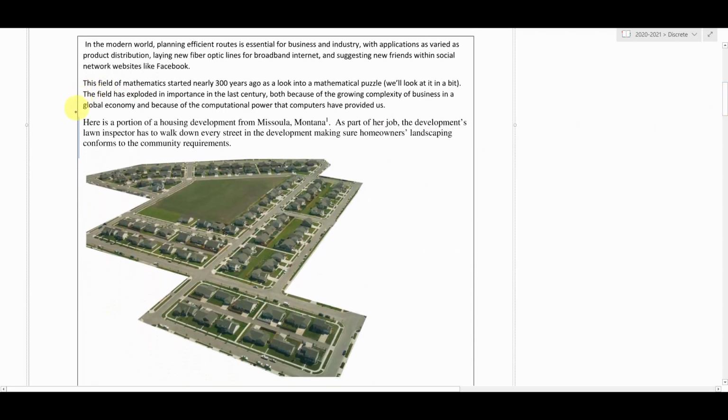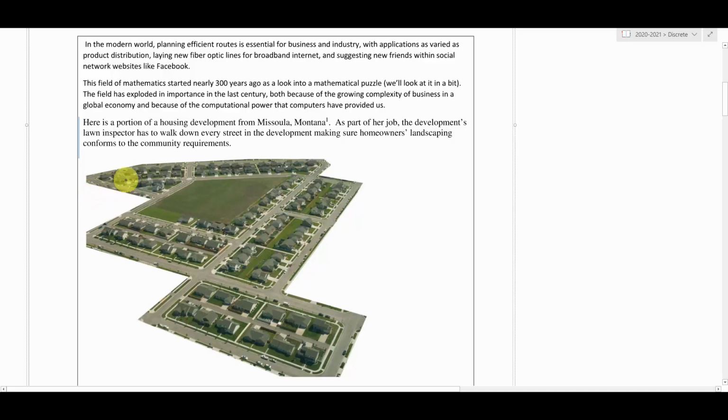So in the modern world, planning efficient routes is essential for businesses and industries. Think industries and businesses like Amazon or FedEx or UPS, where they have to deliver packages to all kinds of different locations, and they need to find paths that are efficient and short and take the least amount of time, right? That's how they save money and keep the prices down when we do ship things.